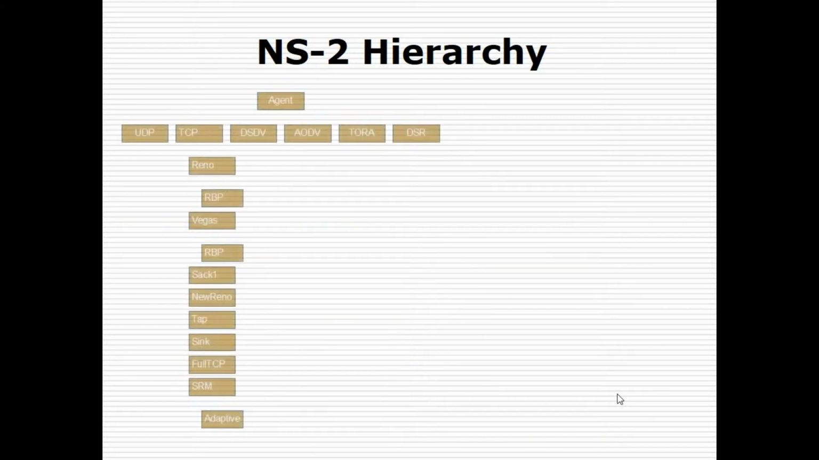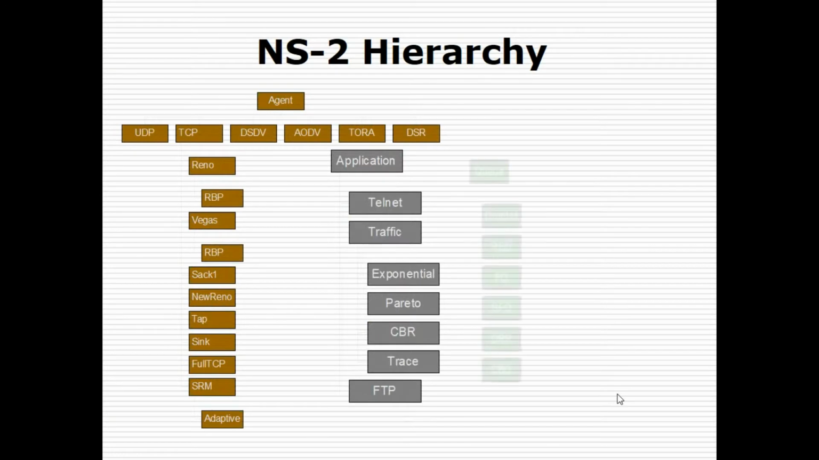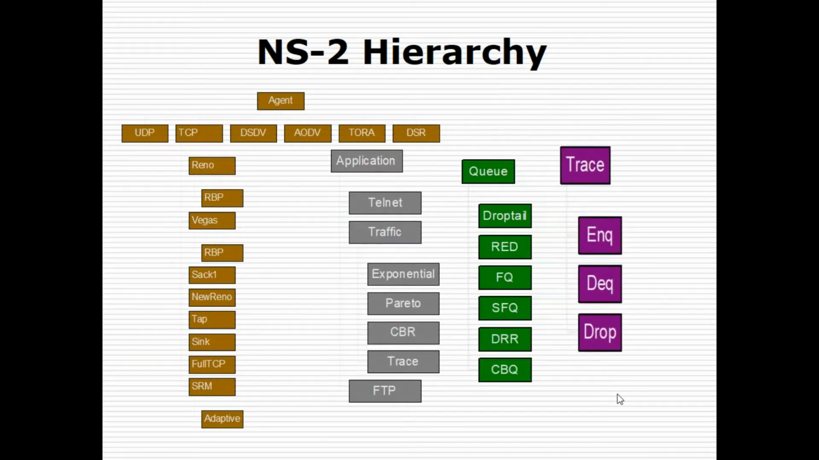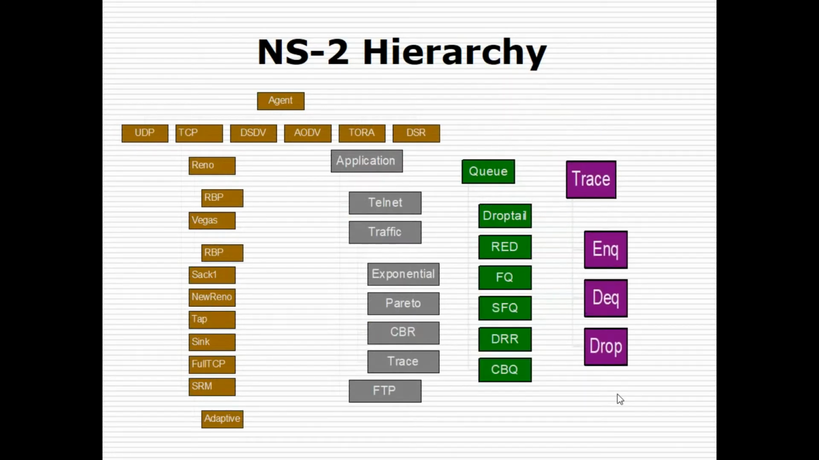In order to further understand the hierarchy, we can look at the most important thing which you can see on the screen right now. We have the agent which contains UDP, TCP, DSDV, AODV, TORA, and DSR. So all these protocols are inbuilt into NS2. If you are coding some new protocol, try to use these protocols as the base protocol and then implement your own protocol by improvising with some features, with some analysis, with some graphs, etc. So we have the Reno, we have the application, we have the queue, and we have the trace. All these are basic components which are added to NS2.